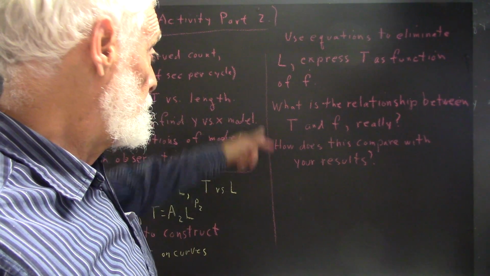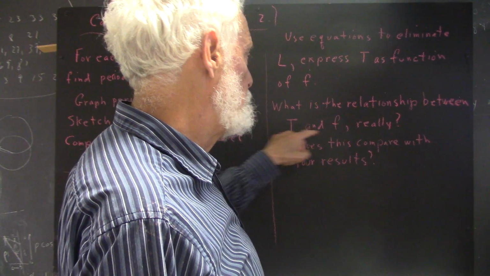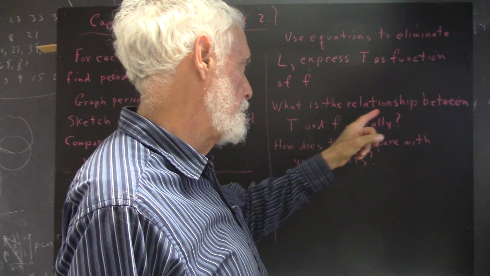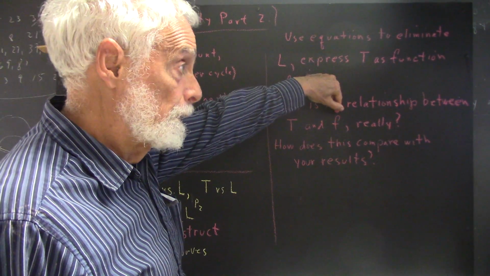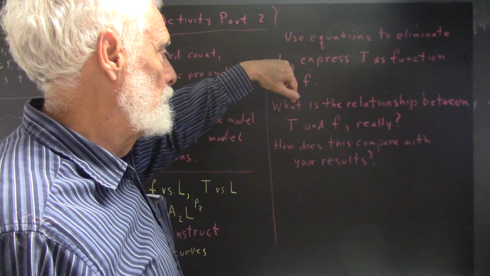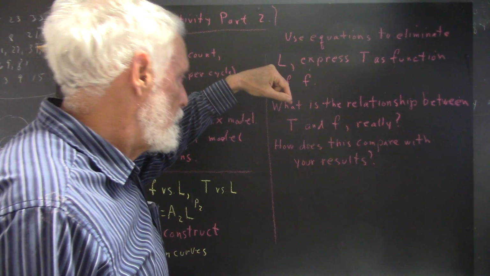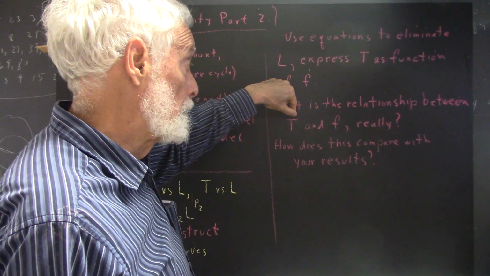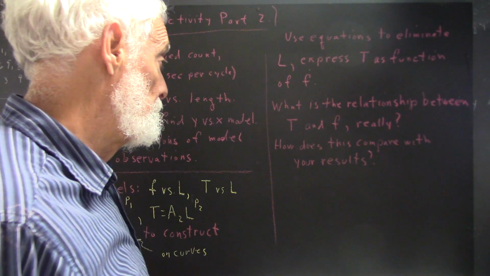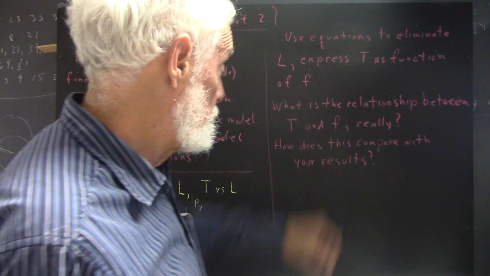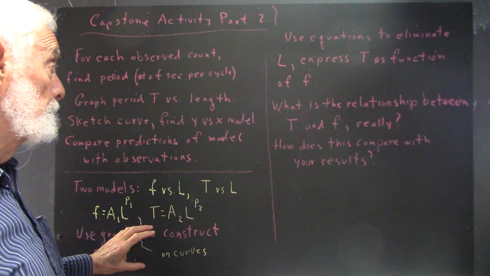Okay, then, the question I ask: what is the actual relationship between T and F? What's the relationship between T and F really? How is the period related to the frequency? How is the number of seconds required per cycle related to the number of cycles you count in a minute? What really is the relationship? And how does this real relationship compare with what you got here and what you got here?